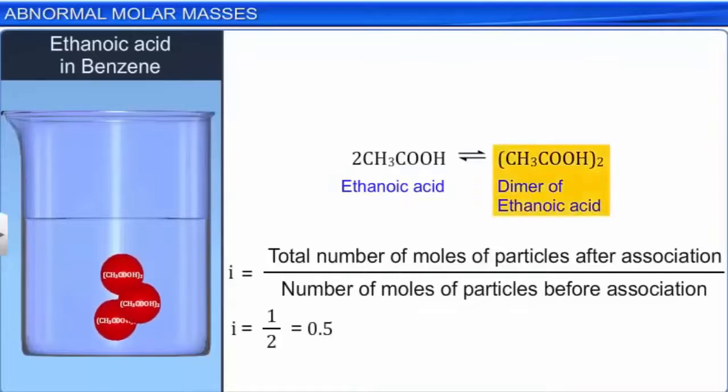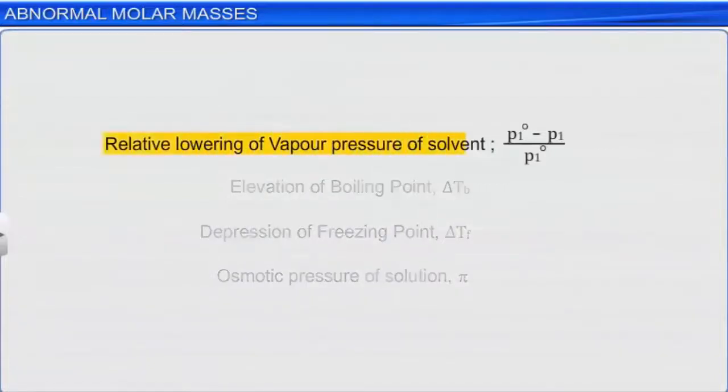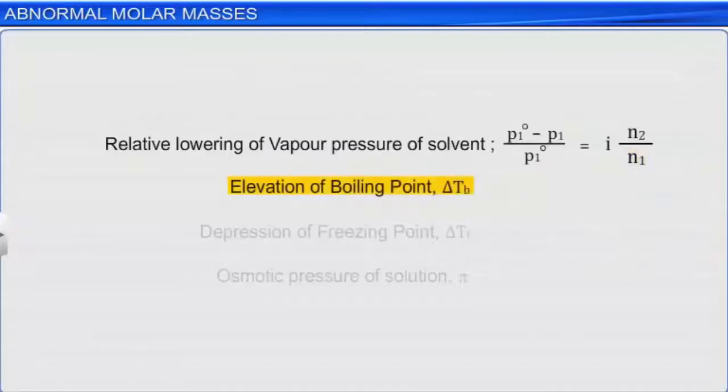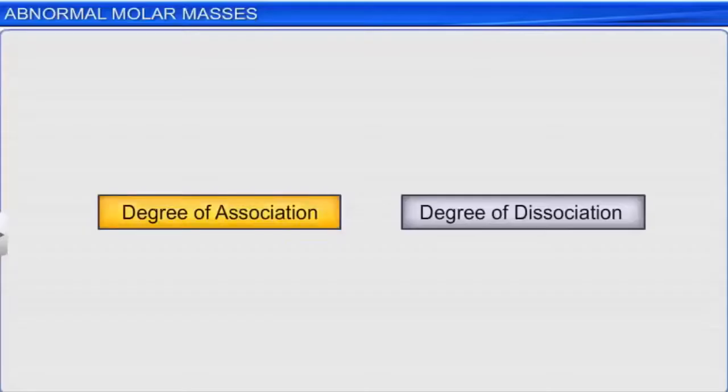The modified equations for colligative properties using the van 't Hoff's factor can therefore be written as: relative lowering of the vapor pressure of solvent, (P1 naught minus P1) divided by P1 naught is equal to i multiplied by n2 divided by n1. Elevation of boiling point, delta Tb, is equal to i multiplied by Kb multiplied by m. Depression of freezing point, delta Tf, is equal to i multiplied by Kf multiplied by m. Lastly, the osmotic pressure of a solution, pi, is equal to i multiplied by n2 multiplied by R multiplied by T divided by V. The degree of association as well as the degree of dissociation are represented by the letter alpha.